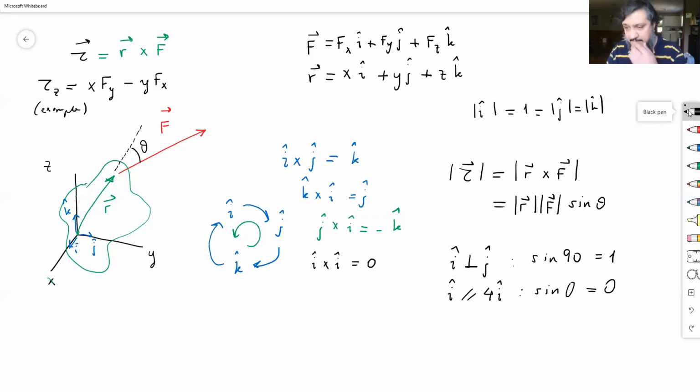Sine 0, which is 0. That's why we have i cross i equal to 0, but i cross j equal to k, or j cross k, same thing, equal to i. Okay, but here's what I wanted to show you. That's the most important thing here now.